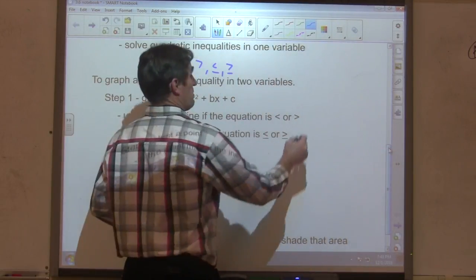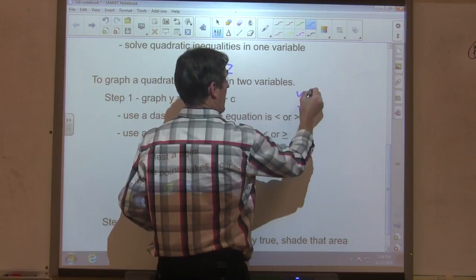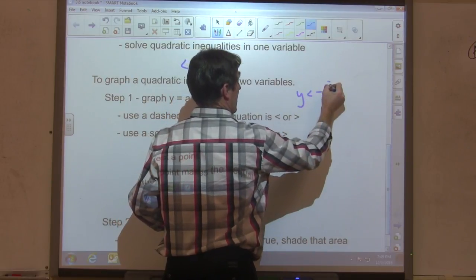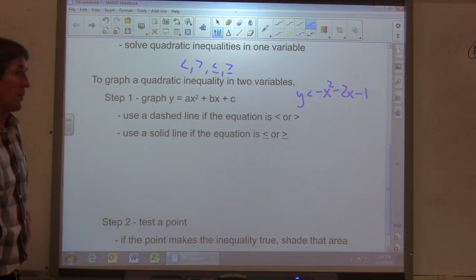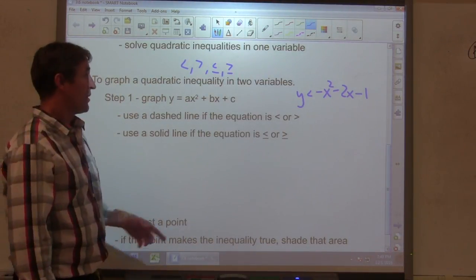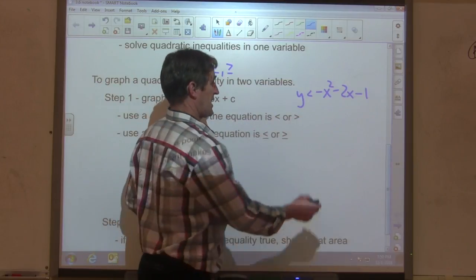So we're just going to go through some examples. The first one we'll do is y is less than negative x squared minus 2x minus 1. So we graph this how we've done before. We find the vertex.